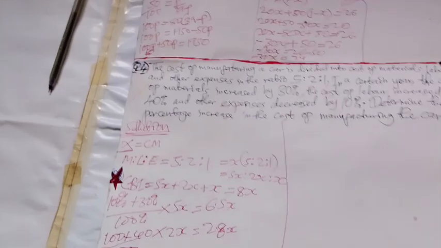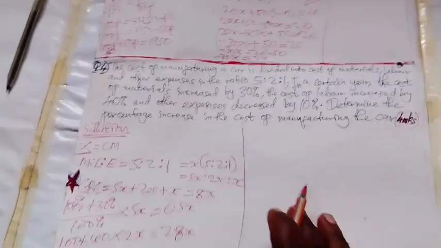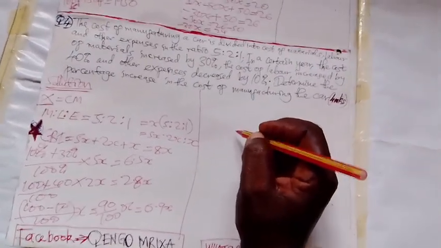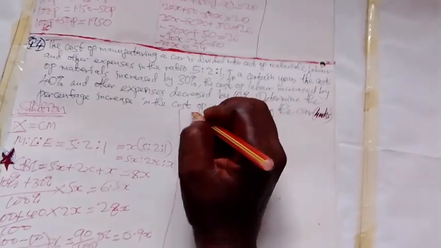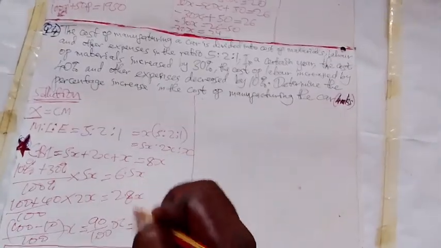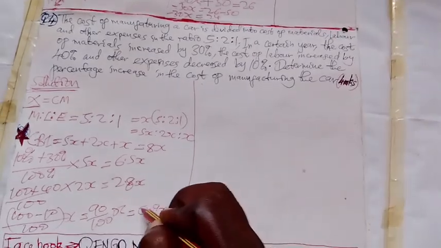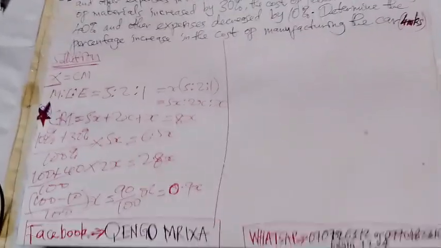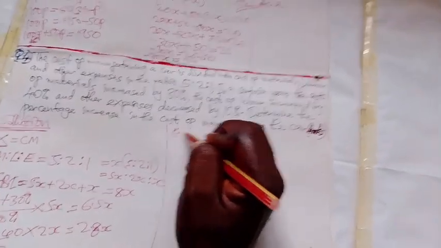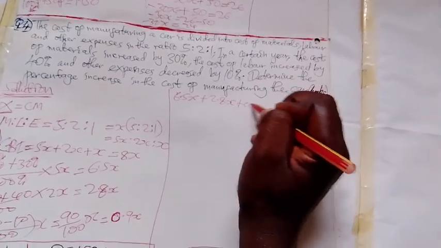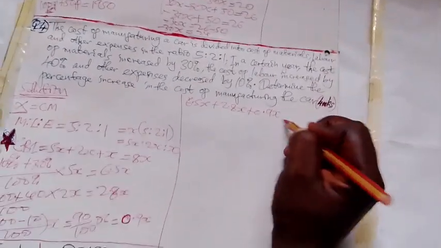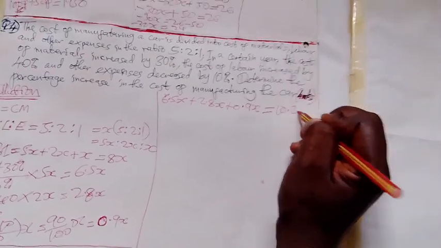Therefore we are in step 5. Now the new total cost, we are going to add 6.5x, 2.8x and 0.9x to get the new cost. So 6.5x plus 2.8x plus 0.9x will give us 10.2x.